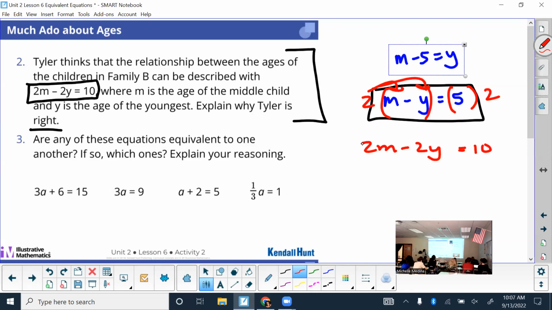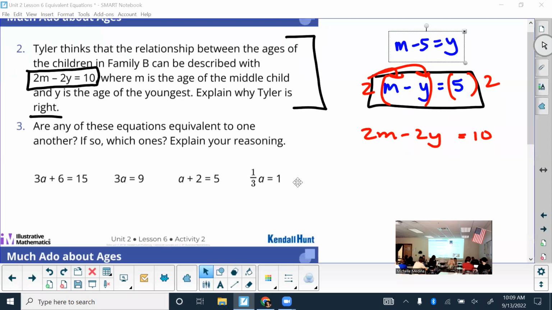Now look at this on your paper and on the screen. Are any of these equations equivalent to one another? And if so, which one? Look at it, decide if any of them are equivalent. All right, are any of these equations equivalent to one another? Amari? The first two are equivalent to each other. Why do you think so?